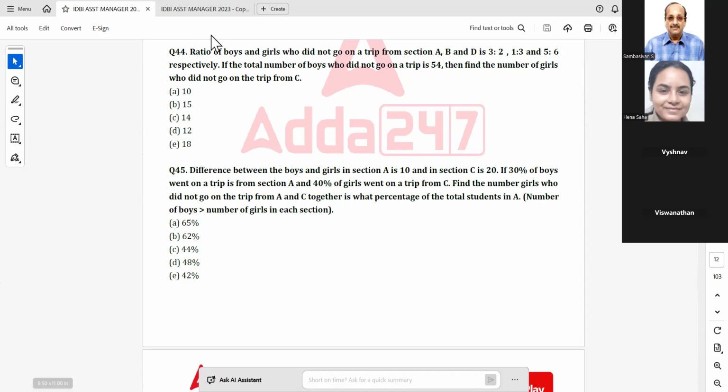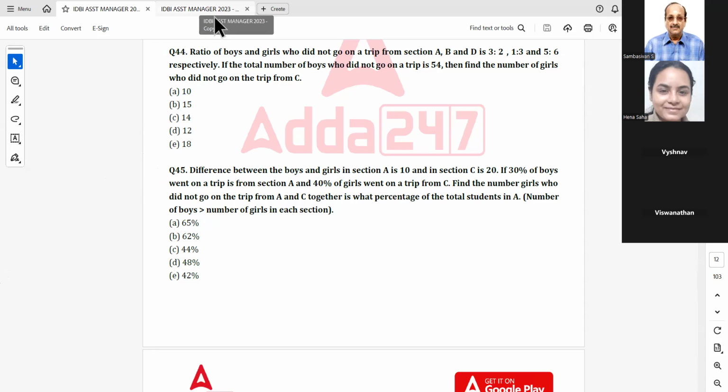Sir, could you explain once again? See, in section A, the difference between boys and girls is 10. We have already found out 20 boys and 30 girls. No problem. But sir, in section C, the difference is 20 between boys and girls. In section C, the total number of students is how many? 60. They say the difference between girls and boys is 20.